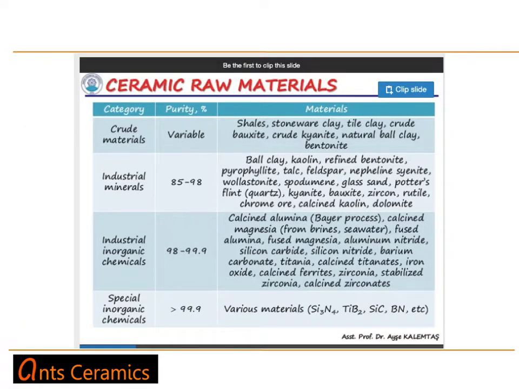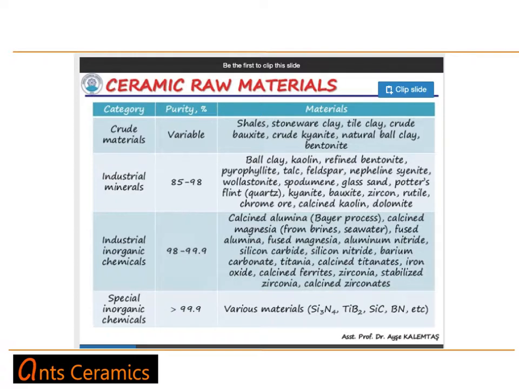This is a very interesting slide that I got on ceramic raw materials from Slide Slayers. The reference has been given, and they categorize the ceramic raw materials in four different parts. One is crude materials where purity is extremely variable, like shale, stoneware clay, tile clay, crude bauxites, crude kaolinites, natural ball clay, bentonite, etc. Then there is a grade of industrial minerals where the purity will be 85% to 98%, like ball clay, kaolin, kyanite, bauxite, dolomite, etc.